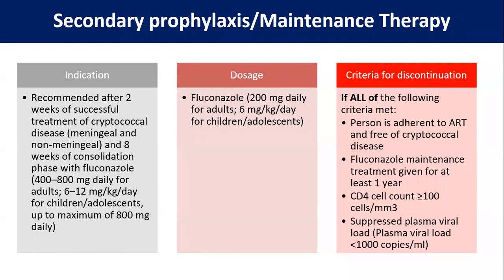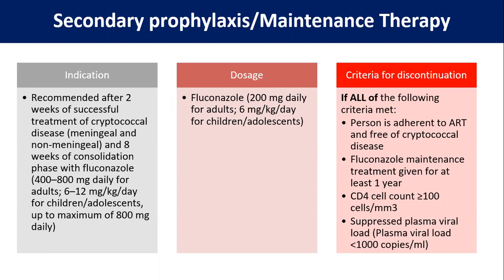Now, for secondary prophylaxis, it is recommended that after 2 weeks of induction treatment and 8 weeks of consolidation phase, we can go for the maintenance phase with fluconazole 200 milligram per day in case of adults and 6 milligram per kg per day for children. And the criteria for discontinuation is the same. That is, there should not be any evidence of cryptococcal disease.